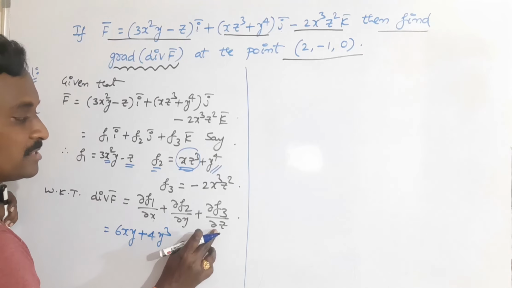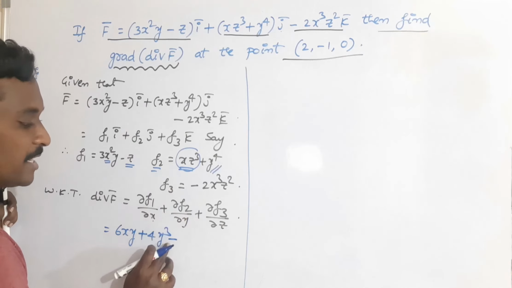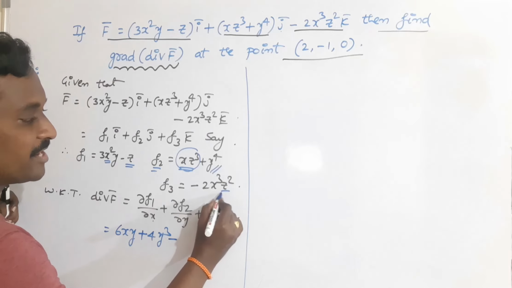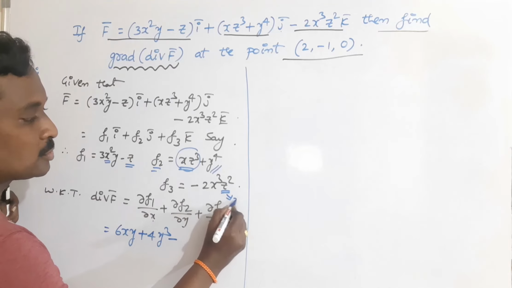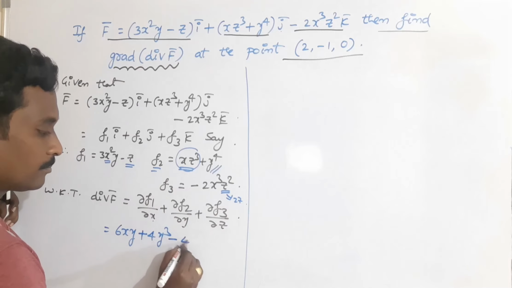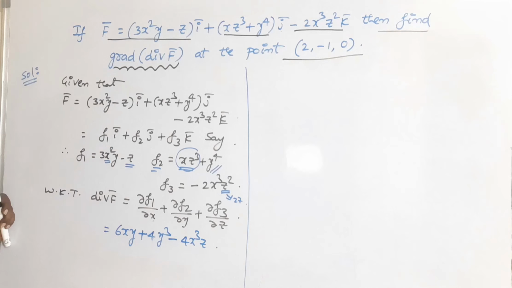And dou f3 by dou z. Since f3 has a negative sign, write the negative sign, because minus into plus is minus. Partial differentiation of f3 with respect to z is just the derivative of z square, which is 2z. So 2 2s are 4, minus 4z x cube. In this way we can easily find out the value of the divergence of f bar, and you can say this is phi.